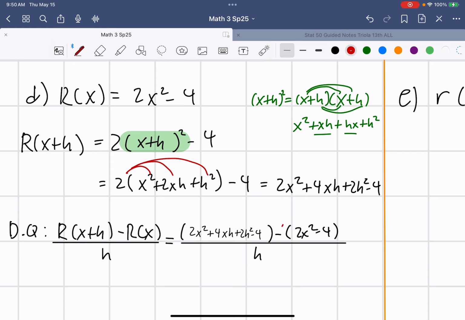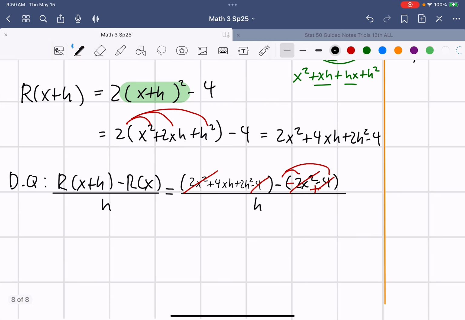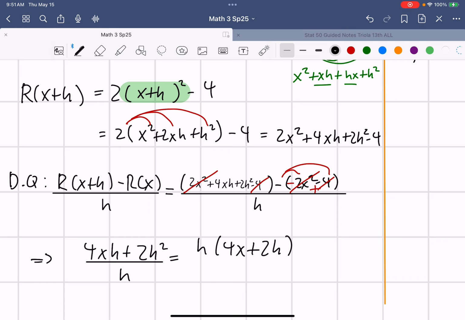You're going to distribute this negative through. That's going to become negative. That's going to become positive. 2x squareds are going to cancel. The 4 part's going to cancel. And you're going to be left with 4xh plus 2h squared all over h. And once again, you can factor out the h. The h is simplified, and you're left with 4x plus 2h.